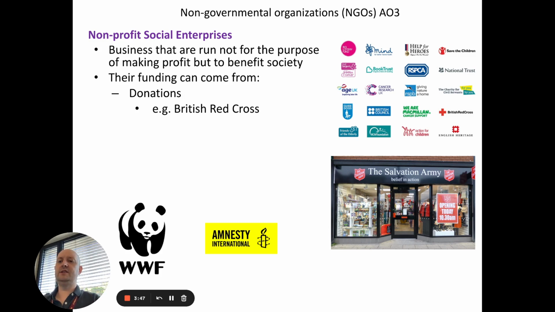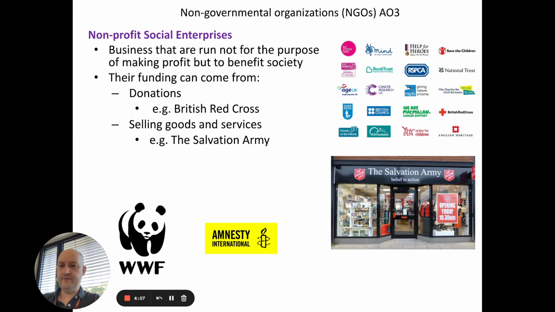People give money to the charity because they want to help that cause, and that's how they get their funding. Some businesses also sell goods and services. For example, in England, the Salvation Army is a non-profit social enterprise, and one of their objectives is that everybody should have the means to buy clothes and be able to clothe themselves. So they receive donations, but they also sell clothes at a pretty cheap price, and therefore they receive money by selling those clothes. So they're able to sustain themselves through donations and also selling clothes.